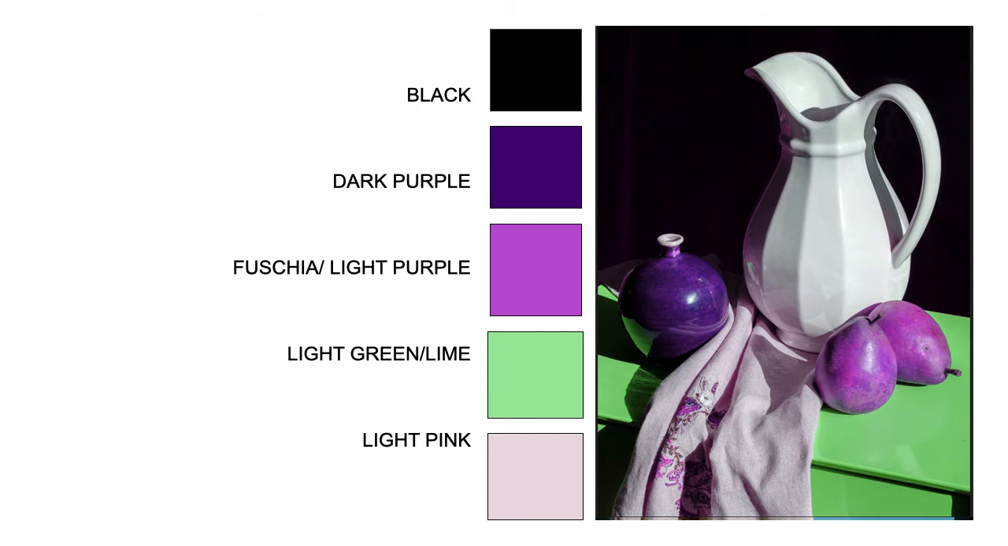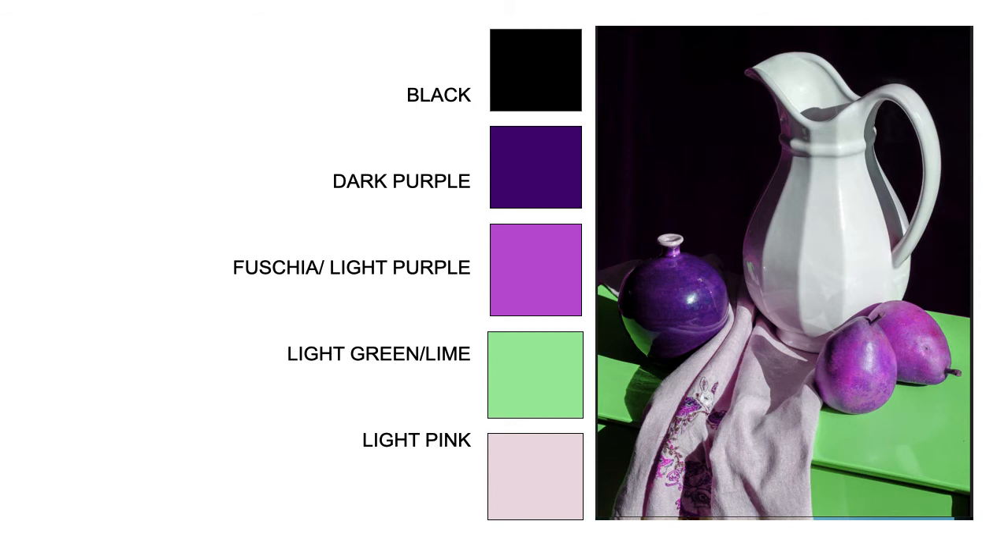I switched these colors because I like purple and green. And we can see that it still reads the same way, right? It still looks the same in terms of value. So when we squint, again, we can see the background is the darkest, it's black. Then the vase, then our pears on our table, and then our pitcher and our fabric are the lightest.